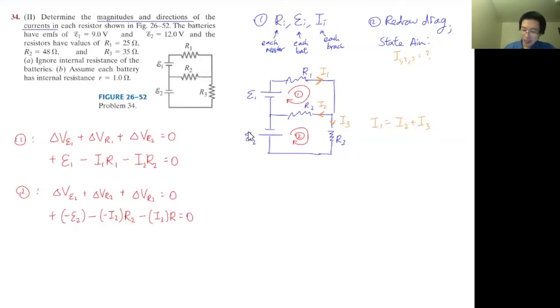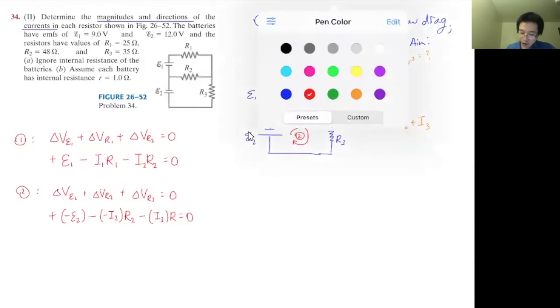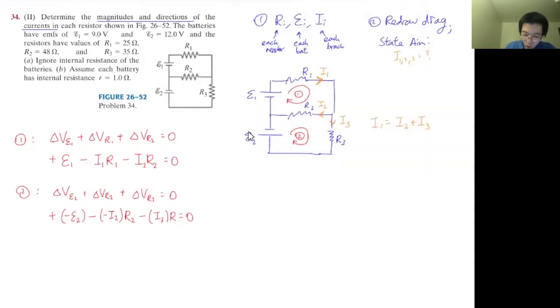Now we can check off the things that we do know. We're given epsilon1 is 9, epsilon2 is 12, and R1, R2 are also given. That is actually R3.